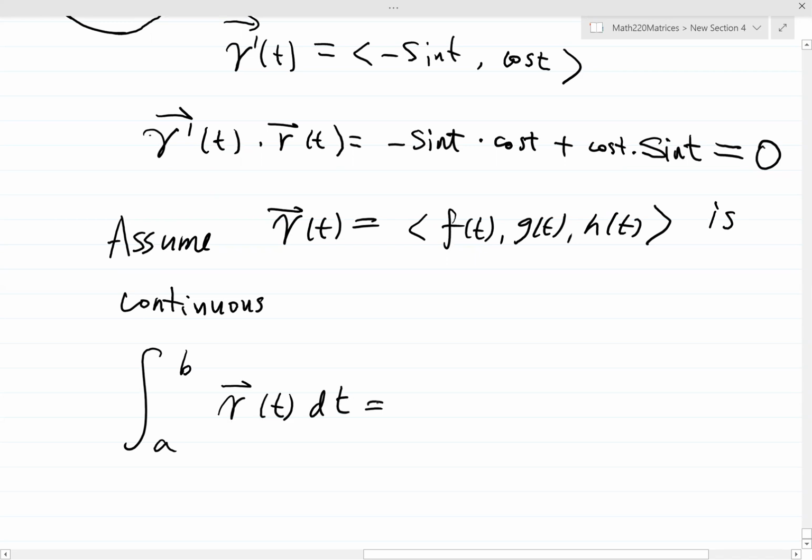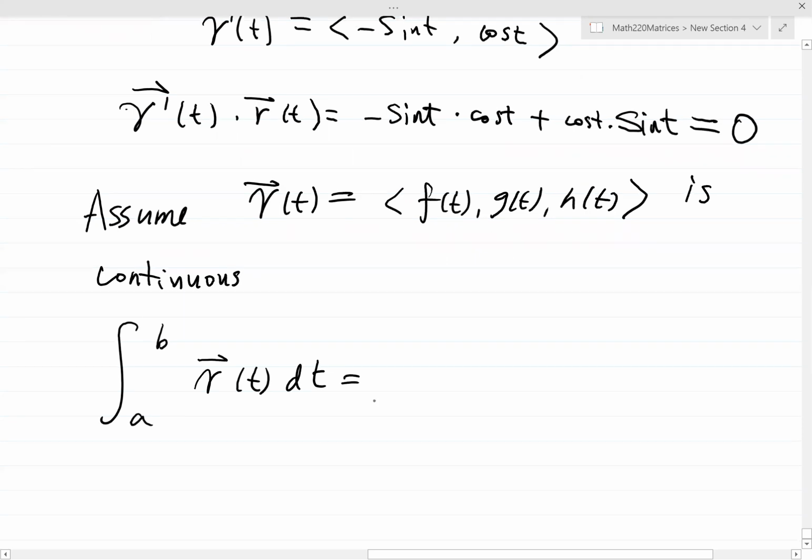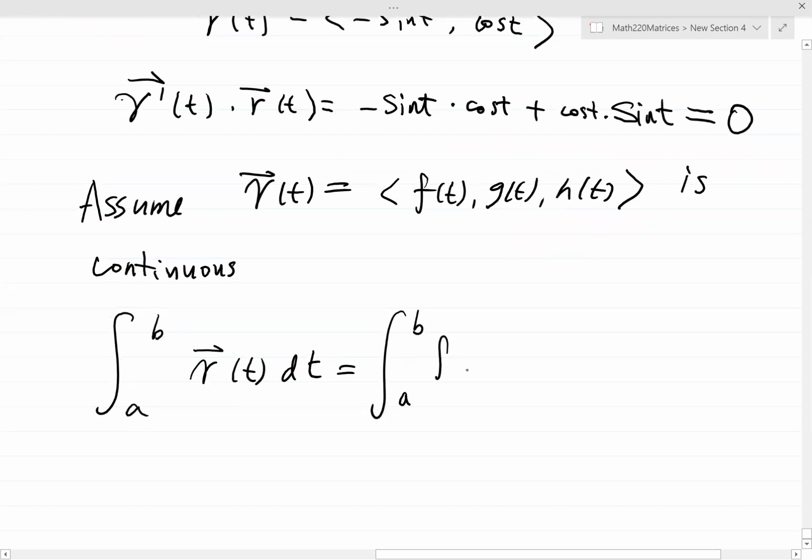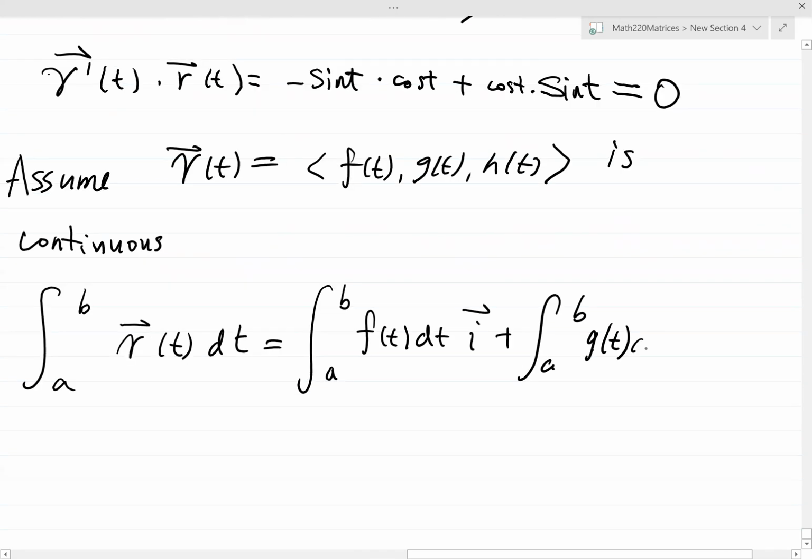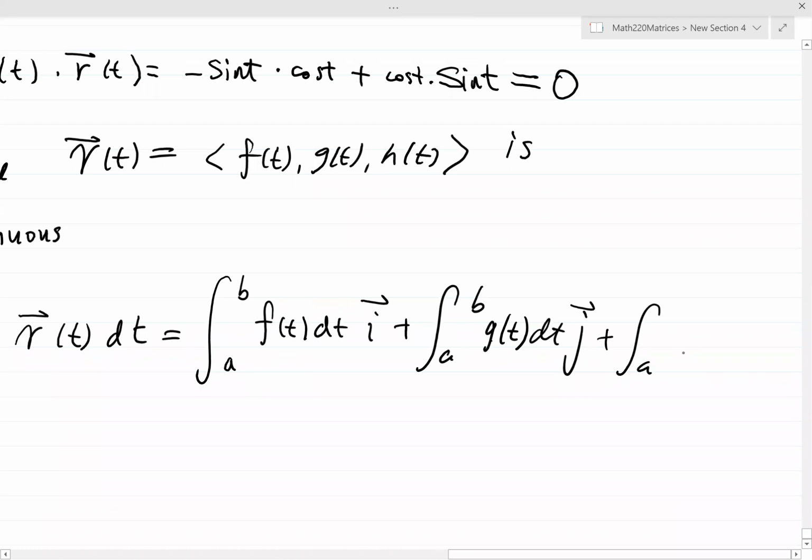We can write this component-wise. So it's the integral from a to b of f dt times i, plus the integral from a to b of g(t) dt times j, and then the integral from a to b of h dt times k. Okay, component-wise.